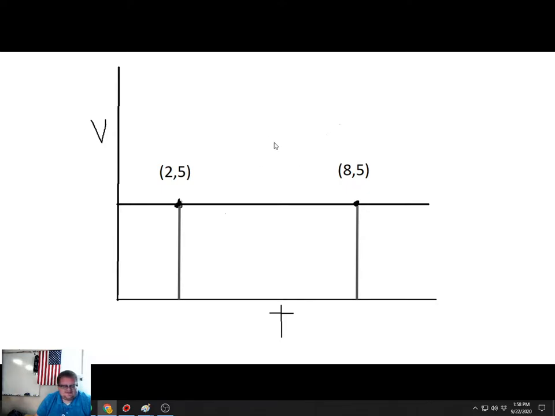Great. So that's its speed, 5 meters per second, times how long did it move? Well, it went from 2 to 8, so that's 8 minus 2, which is 6 seconds. So you would do 5 times 6 seconds, and you would get 30 meters.